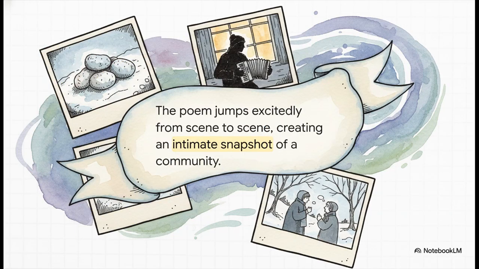And to sustain this nostalgic tone, the poem doesn't just follow a strict, slow narrative. Instead, it has this fragmented structure. It jumps excitedly from scene to scene. One moment we're looking at frost on a potato pit, the next we're hearing a father's melodeon or neighbors chatting across bogs. This structure mirrors how memory actually works, right? In vivid, emotional flashes. It creates an incredibly intimate, friendly snapshot of a community and a landscape completely in harmony.